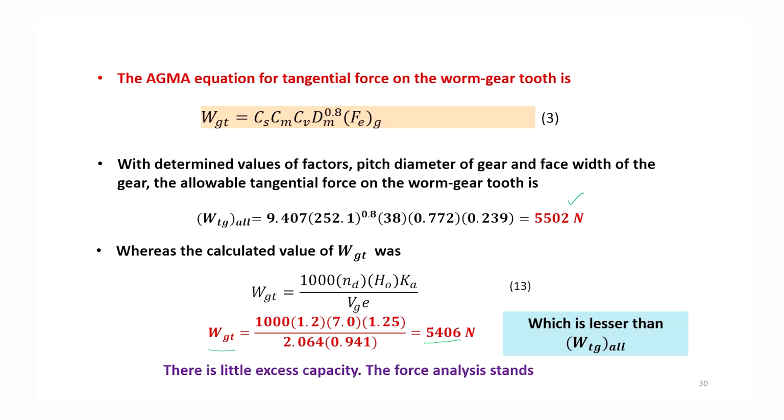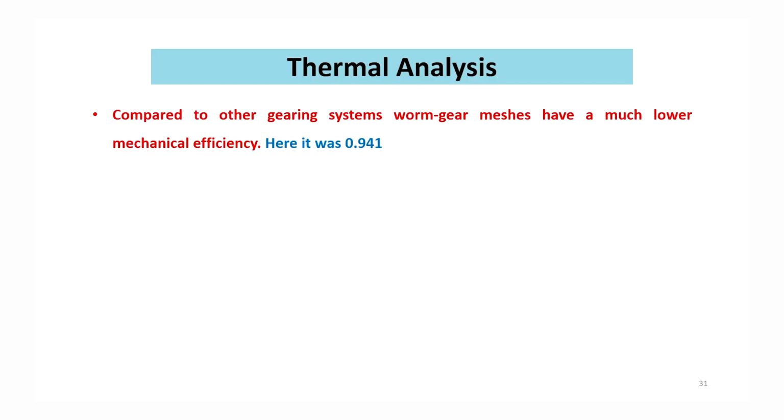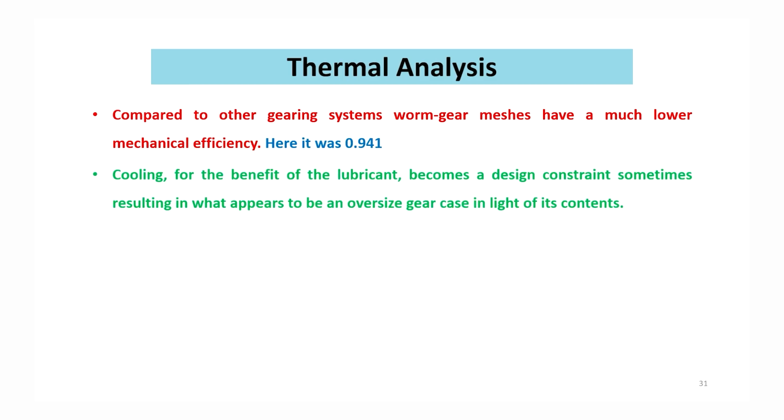So this is little excess capacity. The force analysis stands. Now, as we know that in the case of worm and worm gear, there is appreciable amount of heat generation. So we must do the thermal analysis. So here the efficiency of the drive when the worm gear was driving came as 0.941.